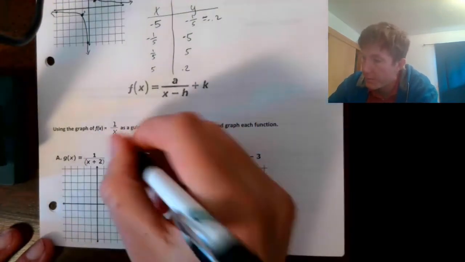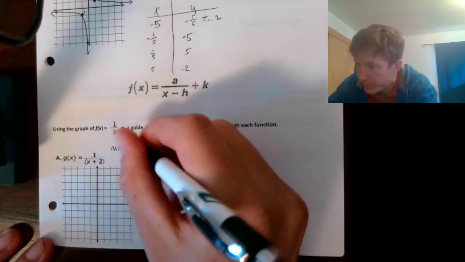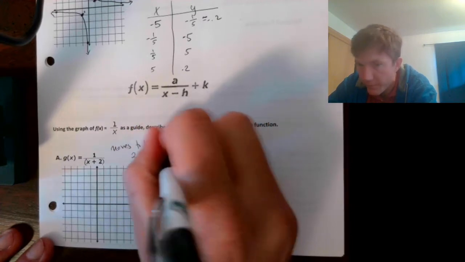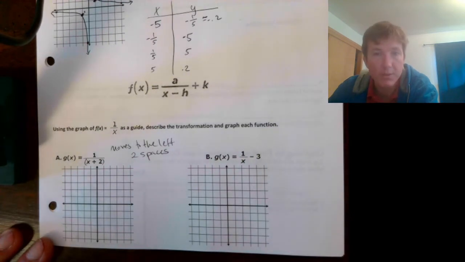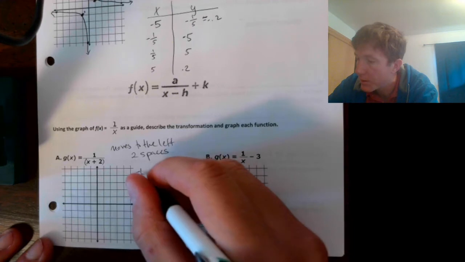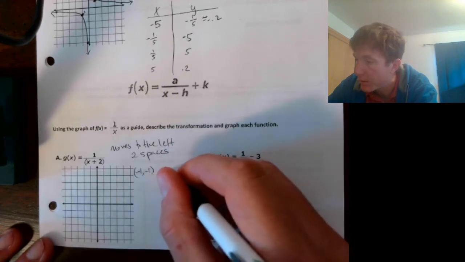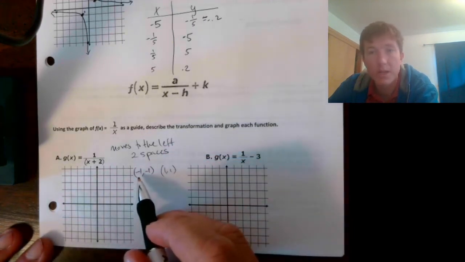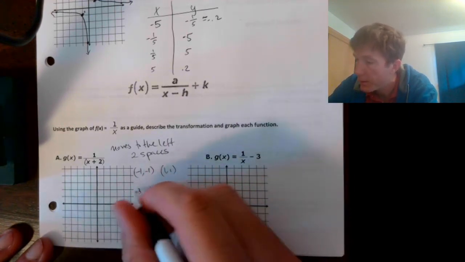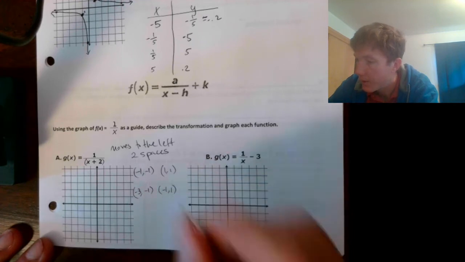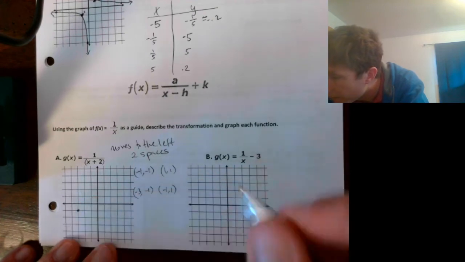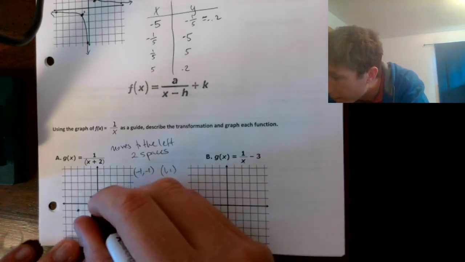Okay, so this moves to the left 2 spaces, and that's the only transformation there. We'll use our parent points here, -1, -1, and 1, 1. So I'm just going to subtract 2 from the x values. -3, -1, and -1, 1. I'll go ahead and graph those. -3, -1 is here. -1, 1 is here.